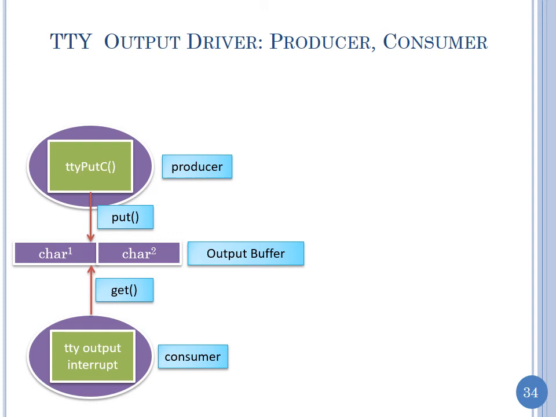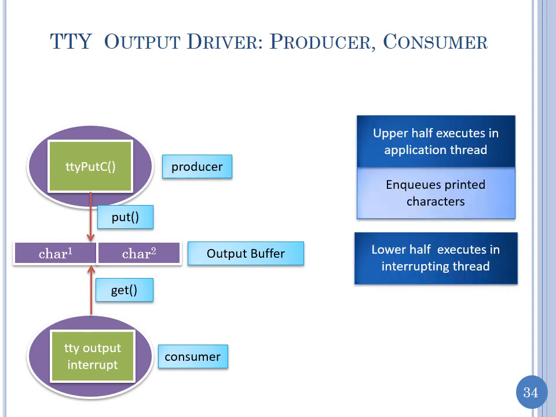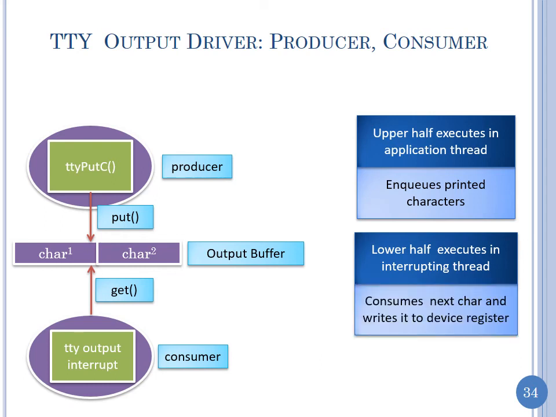I actually did a global substitution, so this should not be putc and getc, this should be put and get, which are put and get in queues. I'll try to remember to fix this later. It just threw me off at first. So the tty-putc was called in response to putc, and it does a put in the output buffer, and the tty output routine does a get from the output buffer. The upper half executes in an application thread and queues printed characters. The lower half executes in an interrupting thread, consumes the next character, and writes it to the device register.